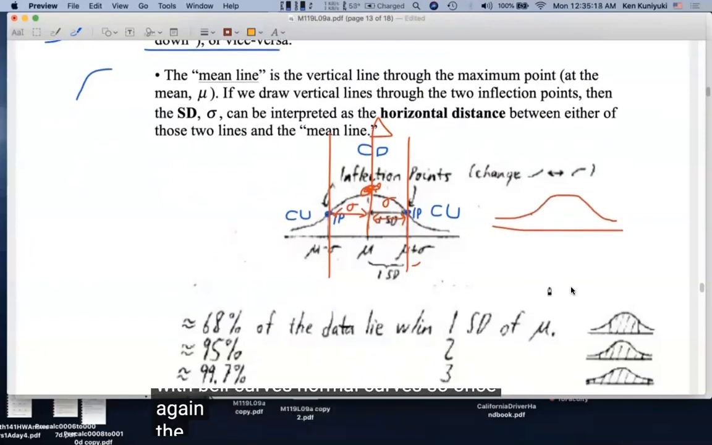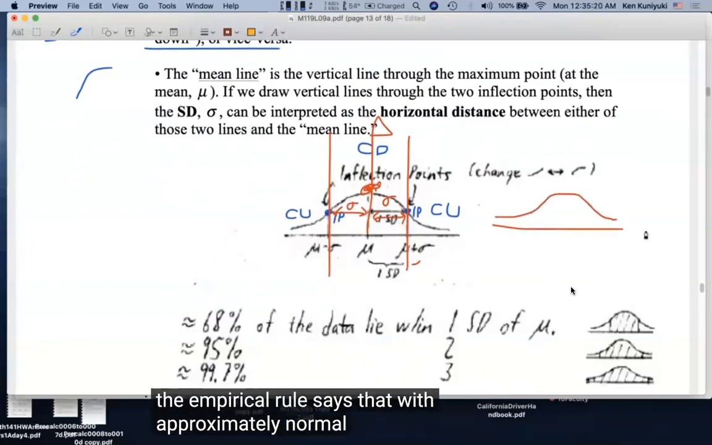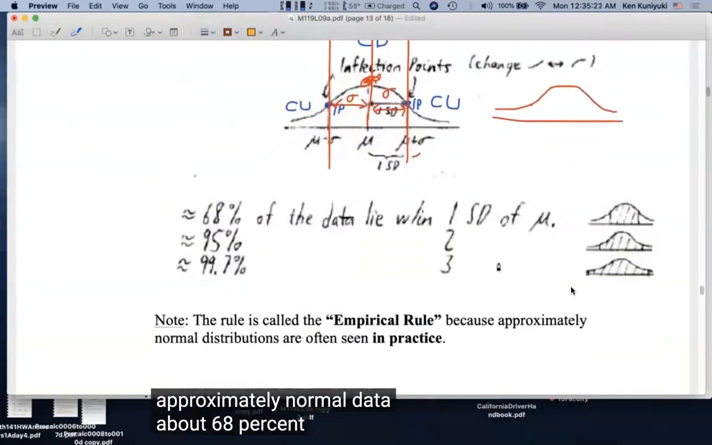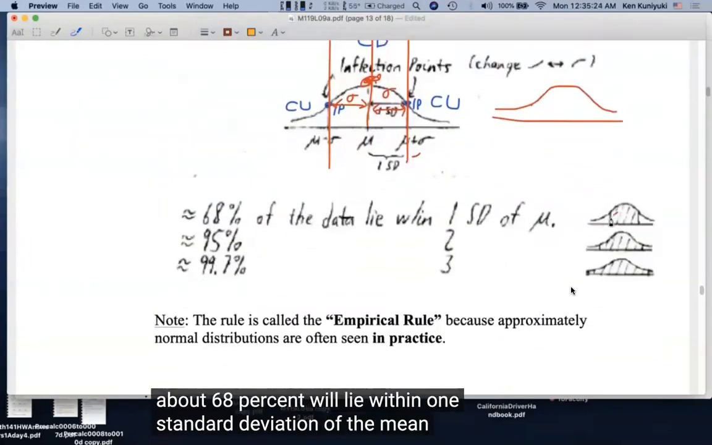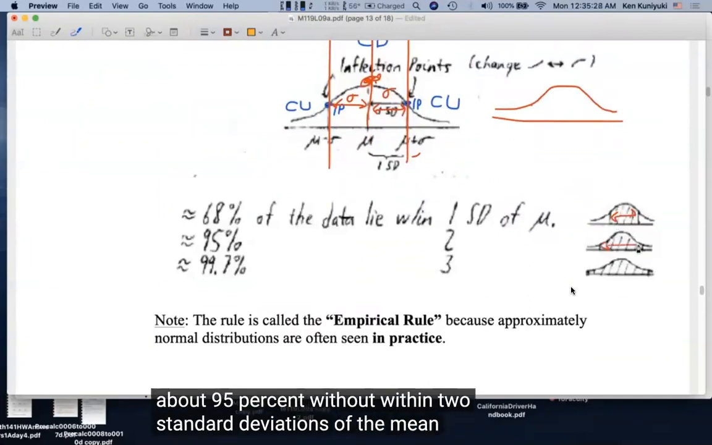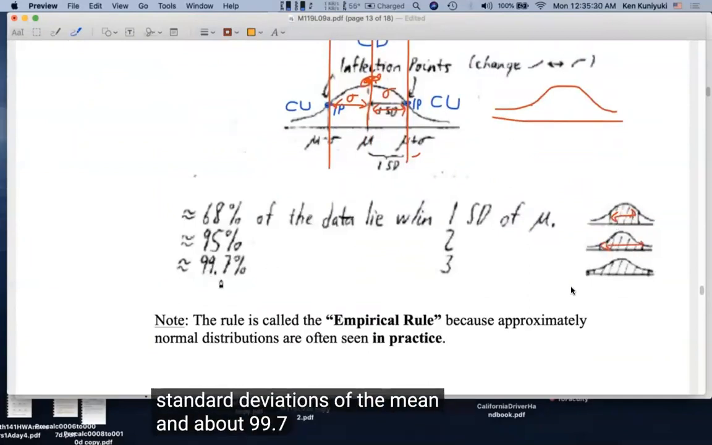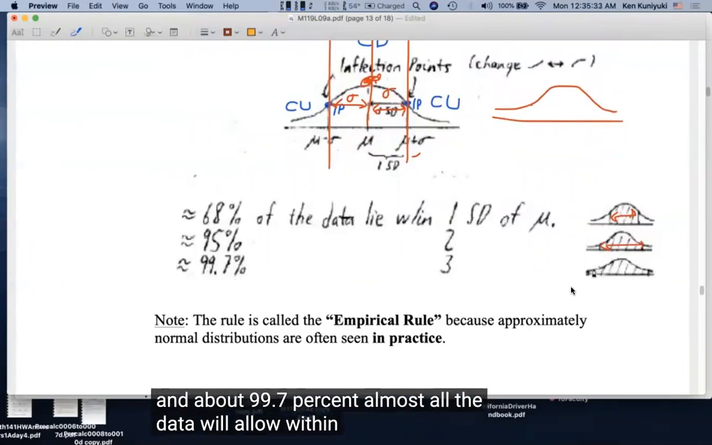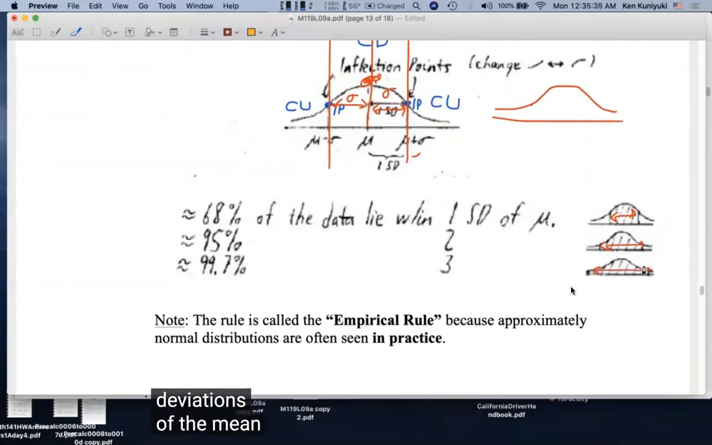So once again, the empirical rule says that with approximately normal data, about 68% will lie within one standard deviation of the mean, about 95% will lie within 2 standard deviations of the mean, and about 99.7%, almost all the data, will lie within 3 standard deviations of the mean. Now, these are not lower bounds. These are estimates. These are actual approximations.